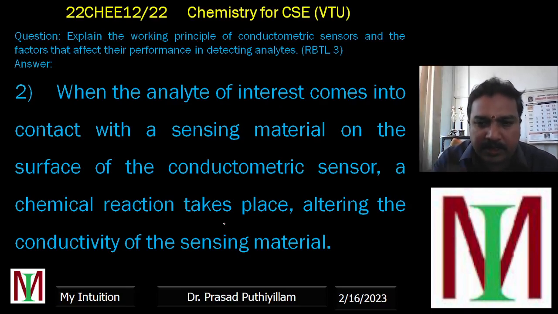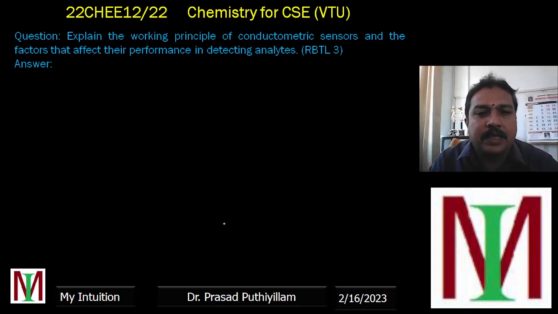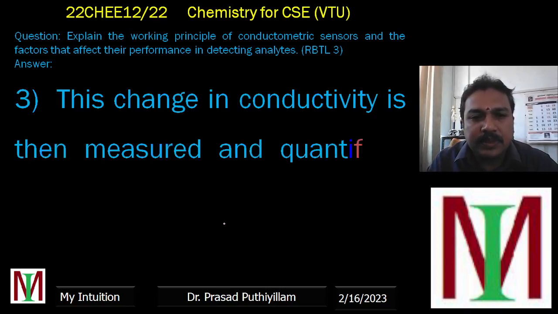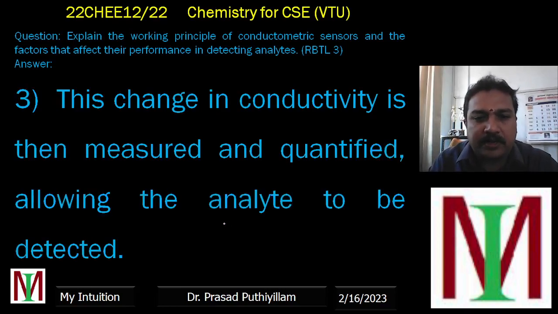The conductivity of the solution will be measured because there will be a movement of electrons, so conduction takes place. The conduction is measured by using the electrodes. This change in conductivity is then measured and quantified, allowing the analyte to be detected.